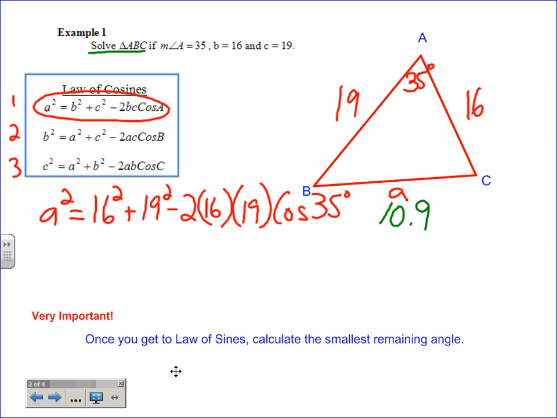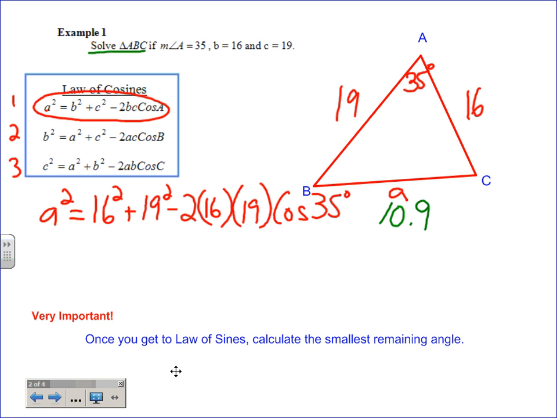I'll be honest, in here I try and stay away from the problems that would cause issues for you. But there are some that you gotta kind of be careful with. So which one do you think is going to be smaller, angle B or angle C? Angle B should be smaller, right? Because it's got a smaller side across from it.